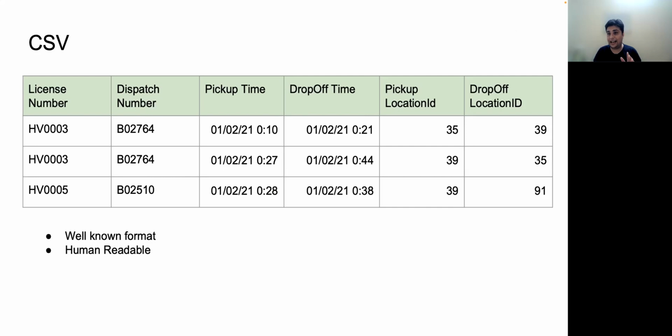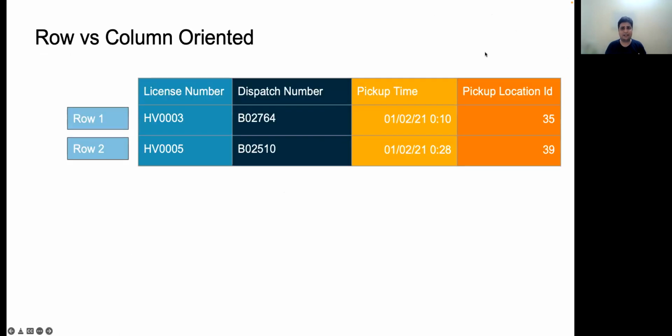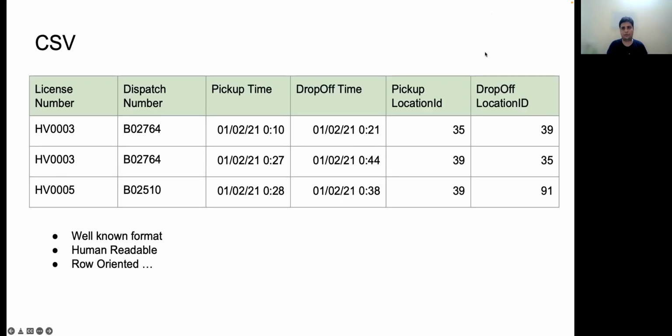The data is actually human readable. So just by looking at it, you can understand the values. And pretty much it's a string or text format, which you can understand. And it's row oriented. So what do we mean by row oriented? That's something maybe we'll have to check a little bit.